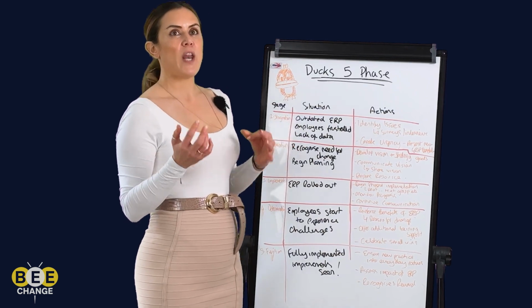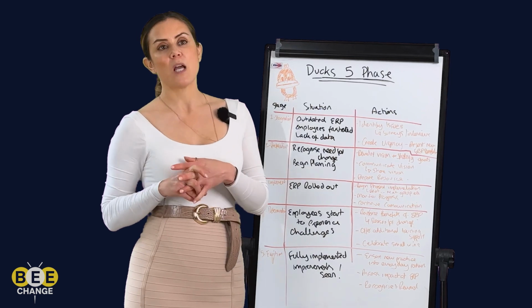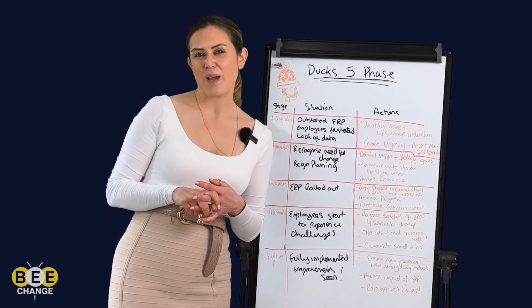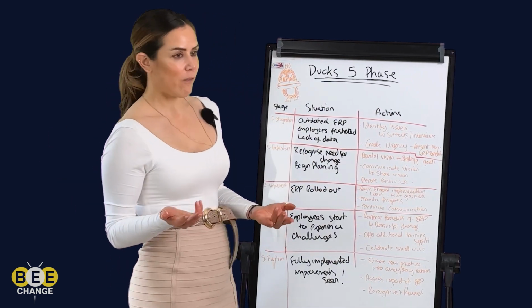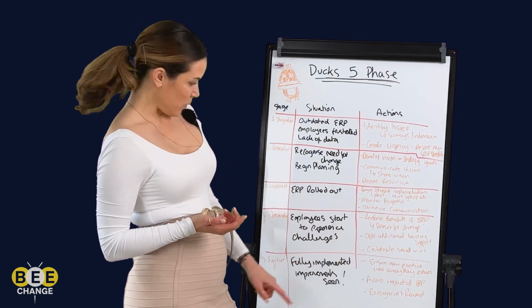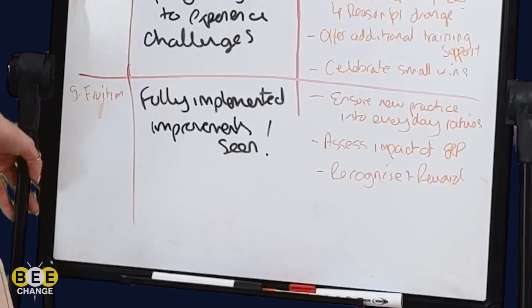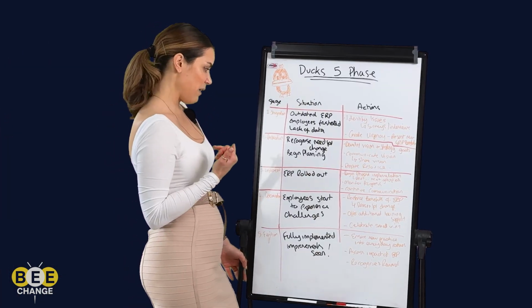So an action here in that example of the ERP system is: who's adopted the system well enough, and how well are they doing with that system, and can you talk about them? Can you get them to do a case study for you? Essentially celebrate those small wins. Then number 5 is fruition. That is now the ERP system has been fully implemented and the improvements have been seen.